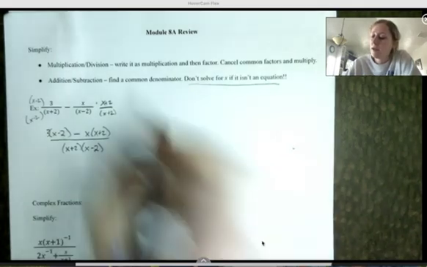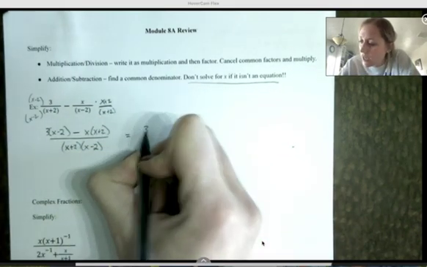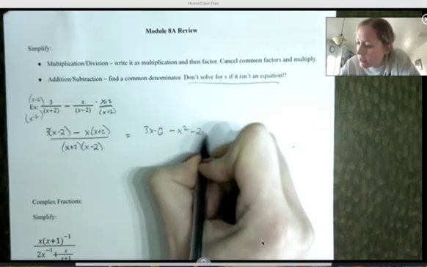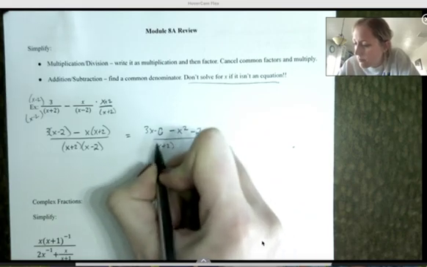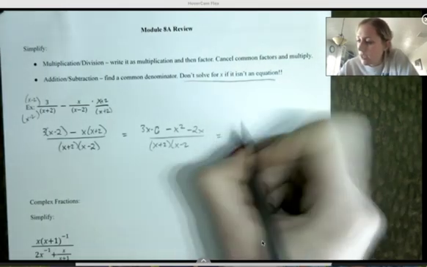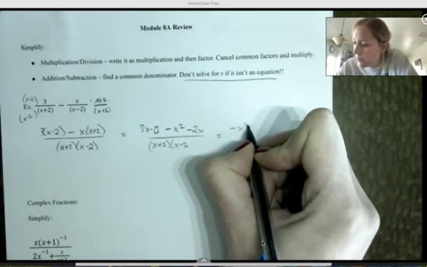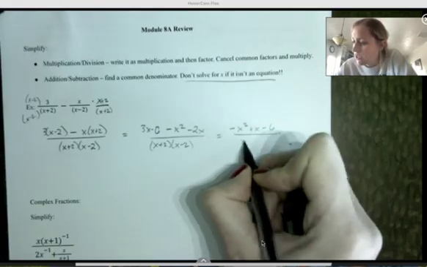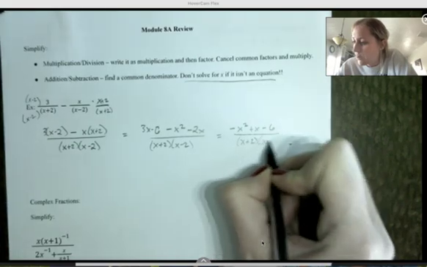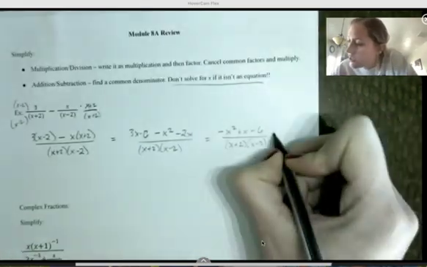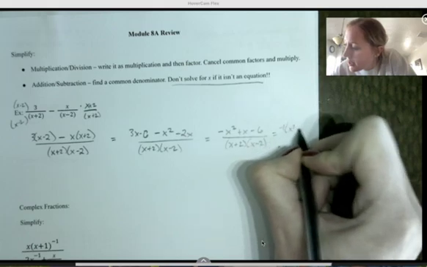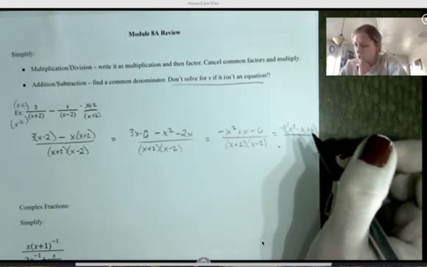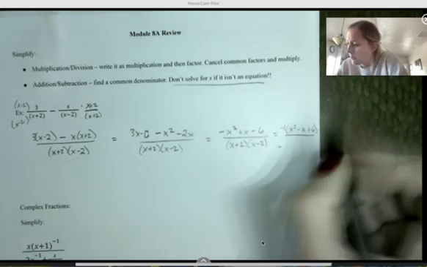Okay, do some distributing and combining like terms. So we're going to get 3x minus 6 minus x squared minus 2x. Okay, here I'm going to get negative x squared plus x minus 6. Again, anytime I want to factor, it's nice to have a positive x squared term. So I'm going to factor out my -1. So I've got -1 times x squared minus x plus 6. Double checking, making sure I'm right there. Yep, okay.